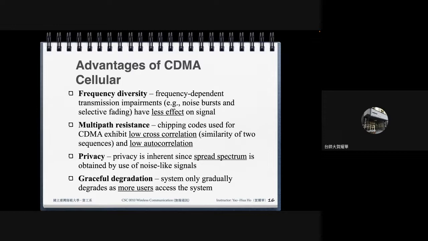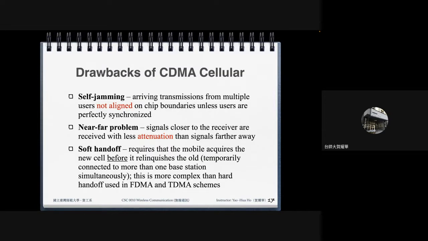In first or second generation, if my logical or physical channel is not available, I simply reject the user from entering the system. Degradation in third generation is much better, because the more users I have, the speed just gets slower. You will not likely reject the users that come in. So those are the advantages of CDMA.